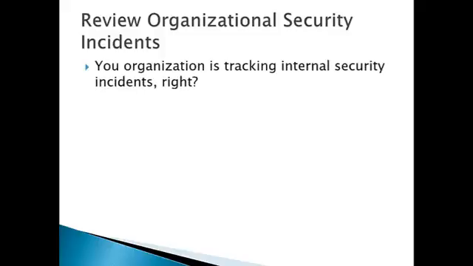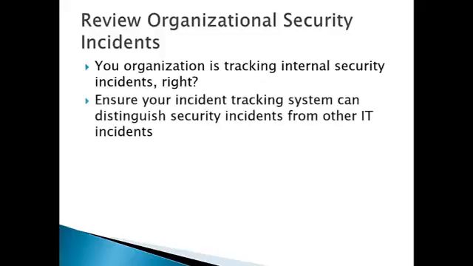Review organizational security incidents. Your organization is tracking internal security incidents, right? You have an incident management system. You're following ITIL. You've got a service desk that people call in and make requests and also report incidents to, and some of those incidents are security incidents. So your service desk should be able to categorize these, and you should be able to get reports from that system. Ensure your incident tracking system can reliably distinguish security incidents from other IT incidents.